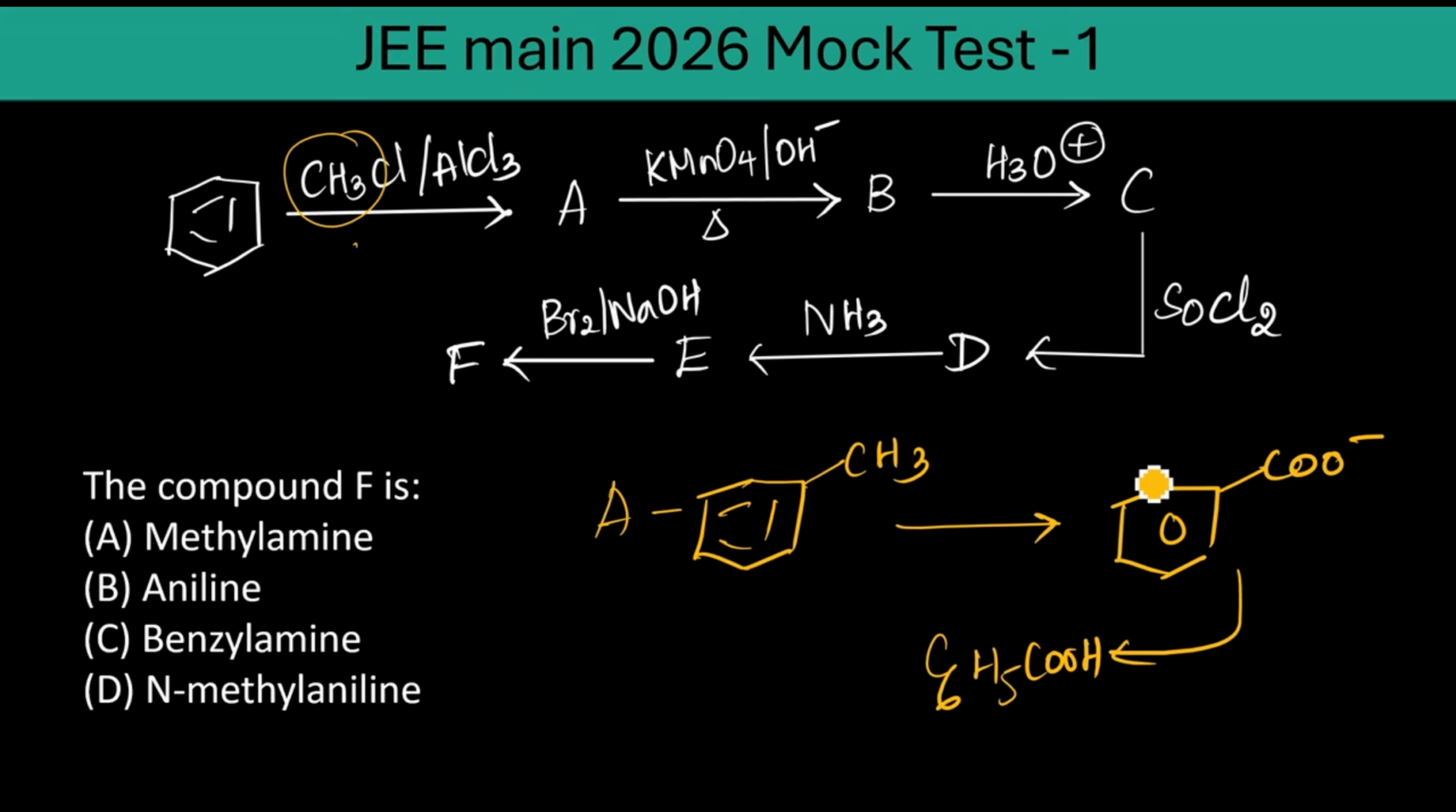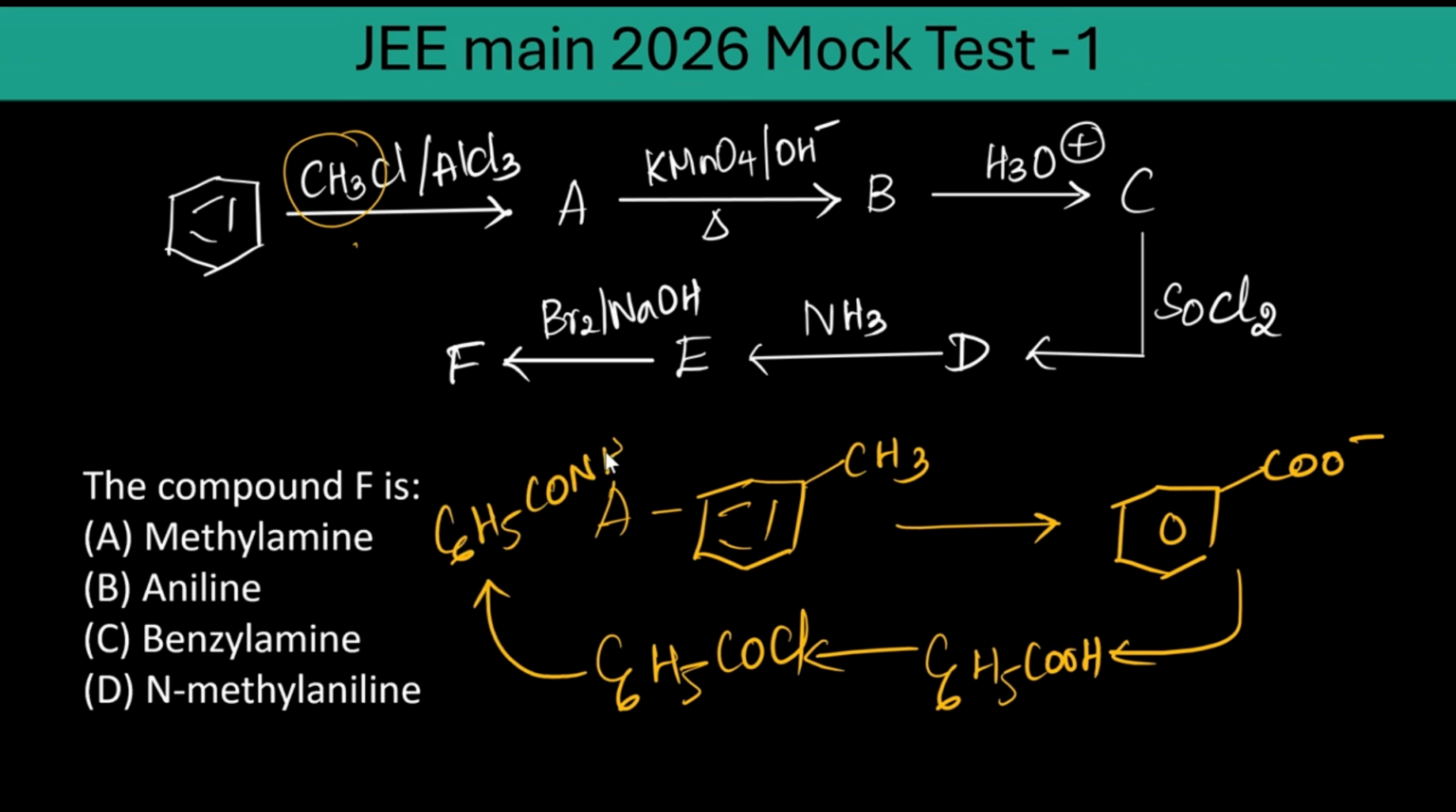C with SOCl2 will give you C6H5COCl, correct? That is D. What we'll do with ammonia and benzoyl chloride will produce C6H5CONH2. What is this reaction? We've told so many times, right? If you know this reaction, let me know in the comment section. I will send you the PDF of this mock test. What is F? Which will give you F as aniline.